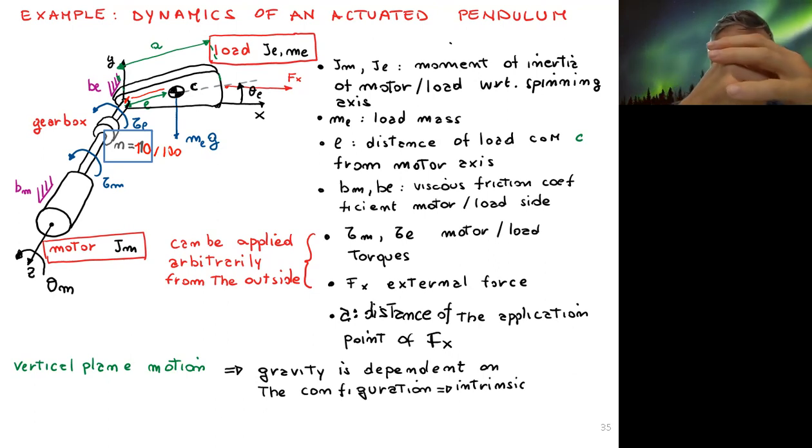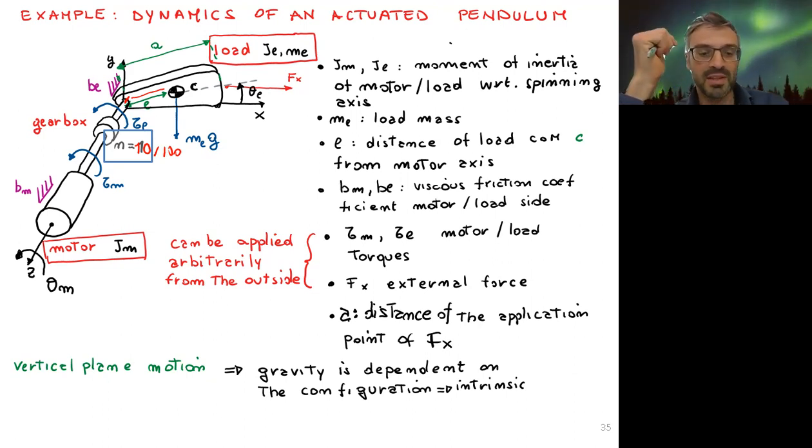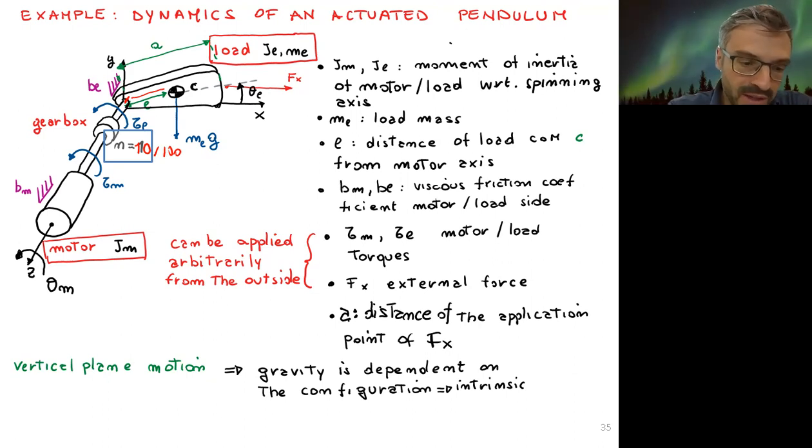So gravity is position dependent and is related to potential energy. You cannot change it from outside, and the only way to change it is through a change in the configuration q. So it's an intrinsic force and not an external force, while external forces are the case of tau m and Fx.